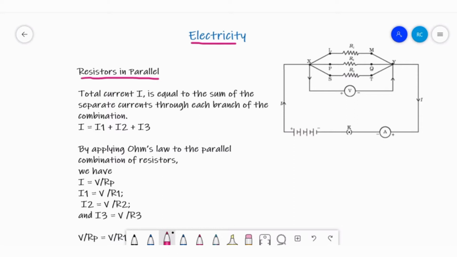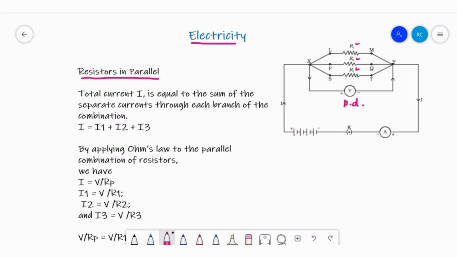When you look at this diagram, you can see three resistors R1, R2 and R3 are connected. All these three resistors are connected parallel to each other, and these three resistors are connected to another electrical circuit. One voltmeter is attached over here, which means it is measuring the potential difference, PD, and an ammeter is connected. It is measuring how much current is passing through the circuit.